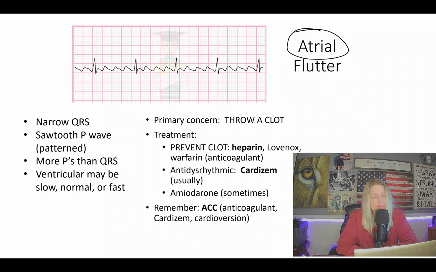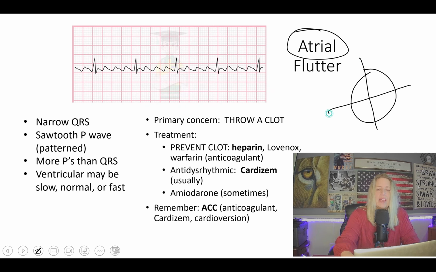Okay, so let's talk about atrial flutter. So this is an atrial rhythm, which means the impulse is not starting in the sinus node. It's starting somewhere in the atria. So here's my lovely heart. And so it's starting somewhere in the atria. It's not starting in the sinus node.